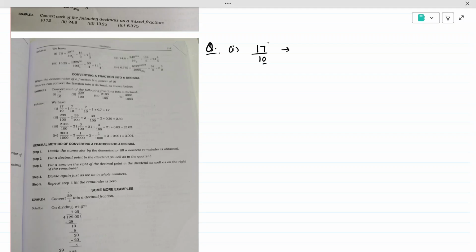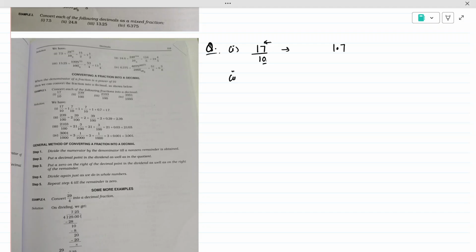Okay, so starting from right to left, we are going to count the number of places. That is, just before 7 we have to put the decimal. The 10 represents that after the decimal there is only one place, so that's how we are writing it.